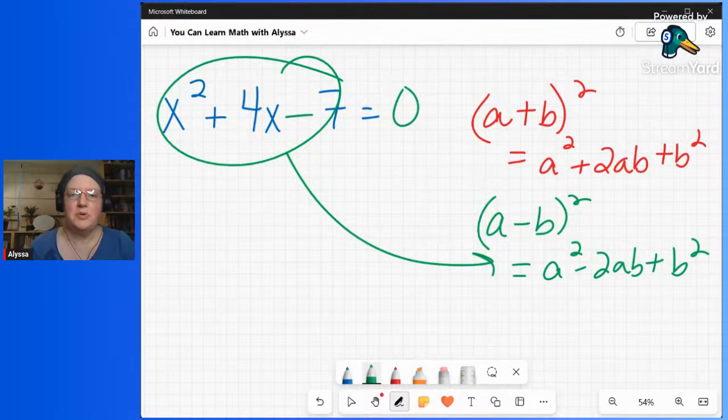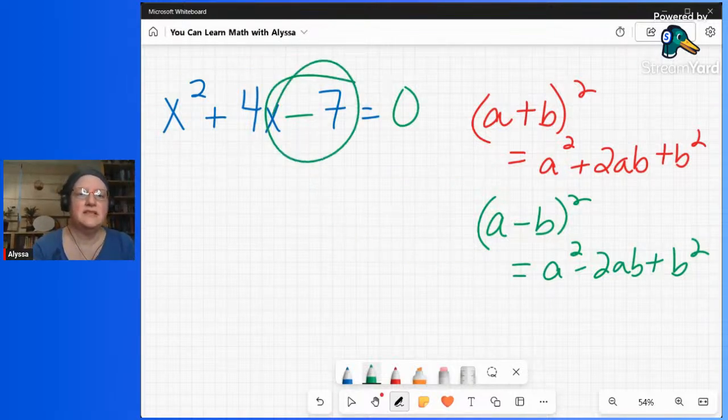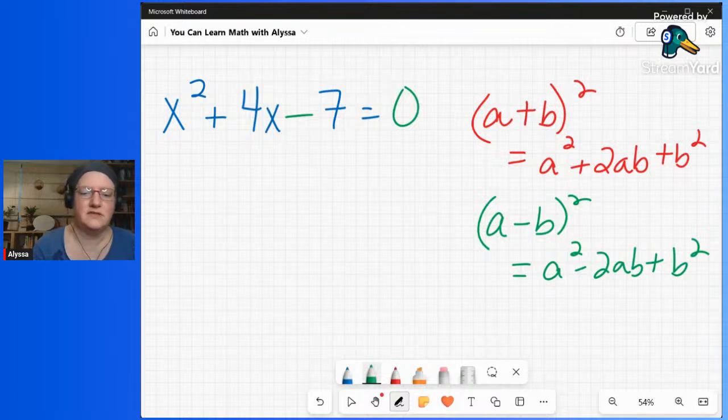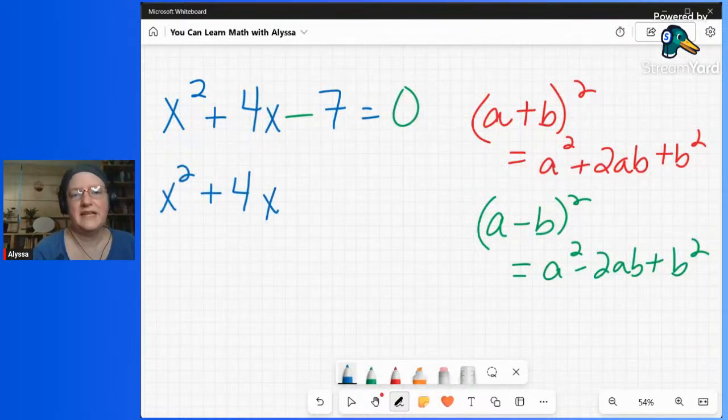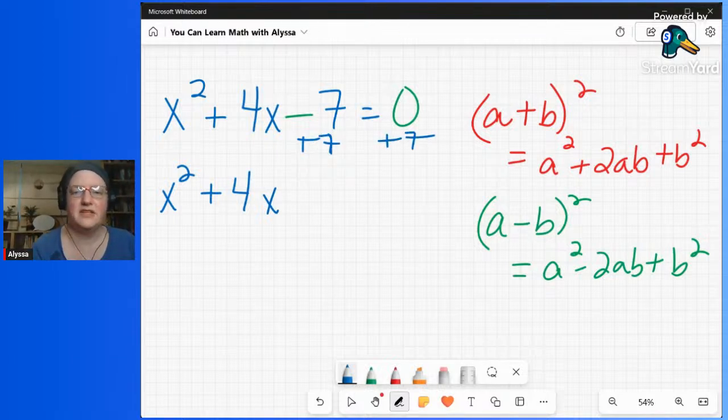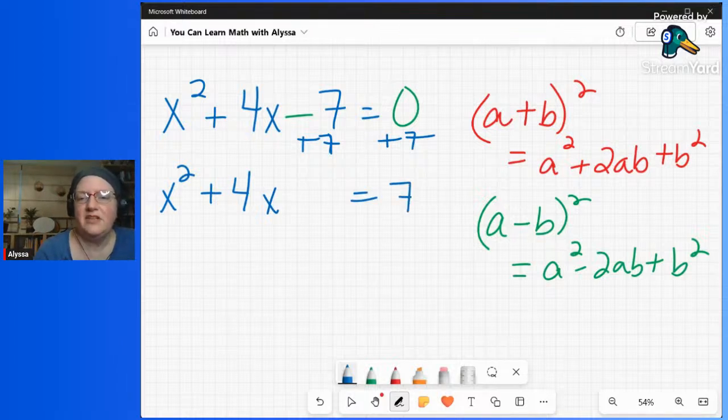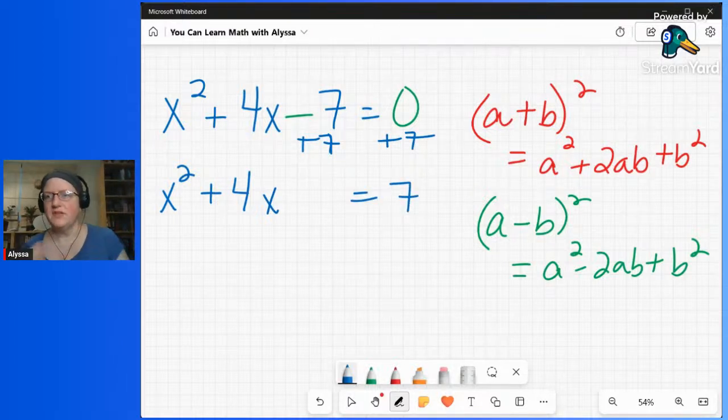The first step always is you're going to want to separate this from everything else. So we have x squared plus 4x, and I'm going to add that 7 to both sides. I want to get it away from the x squared plus 4x. So on the right side, I have 0 plus 7, or just 7.